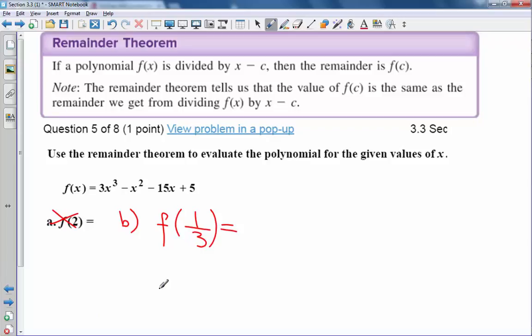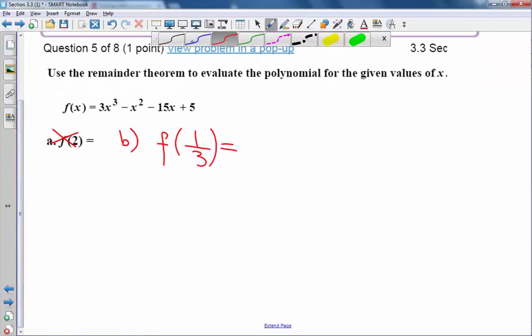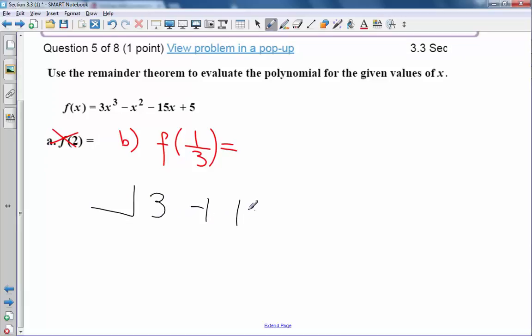The remainder theorem says if you want to compute f at a value, all you need to do is divide the polynomial given by x minus this number and check out the remainder. That remainder will be f of 1 over 3. So all we need to do is do synthetic division of this polynomial, which is 3, negative 1, negative 15, and 5. And we are going to put this number with opposite sign here. Am I right?